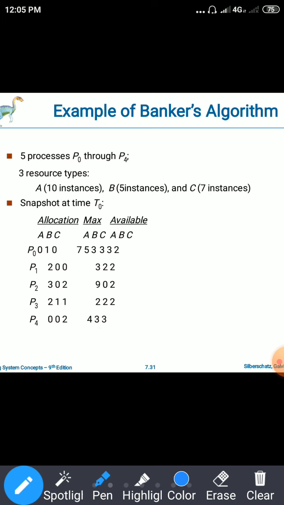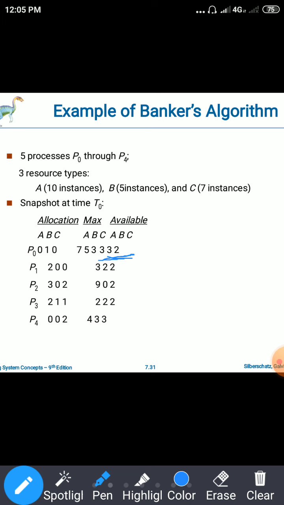And what are the available resources? The available resources are 332. So 3 instances of A, 3 instances of B, and 2 instances of C are available. Among the available 332, we have to allocate to all the processes P0 to P4, and we have to keep the system in the safe state. Then how can it be allocated?